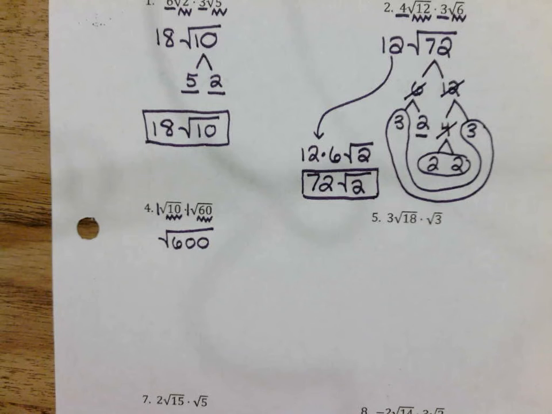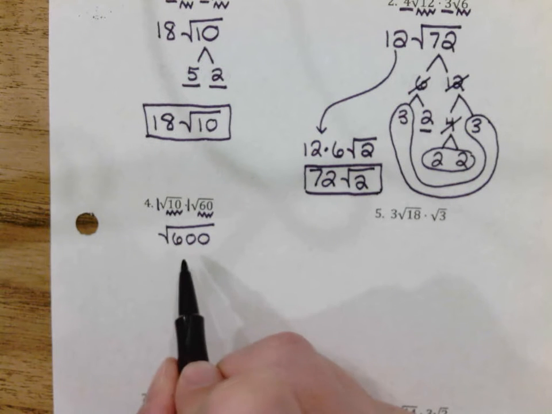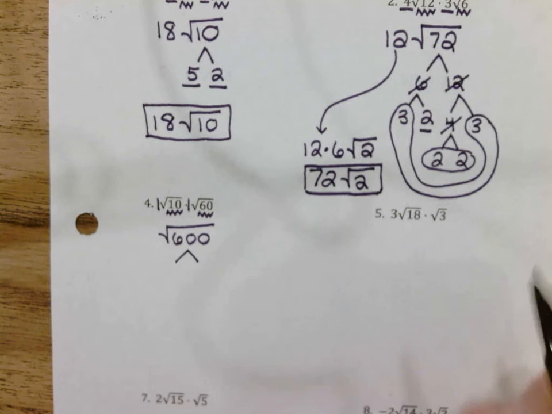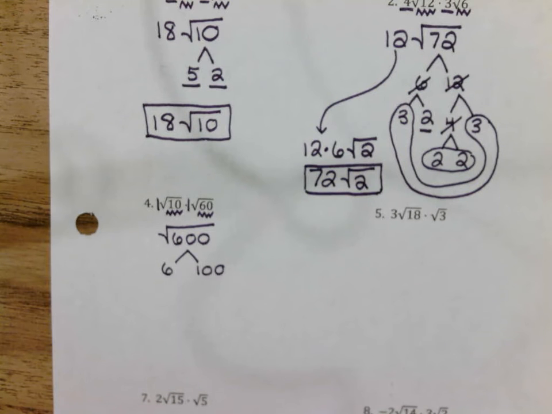So that's a lot to simplify. Make sure you write small. And again, you may want to pause these videos and try some on your own, or you can keep watching. So let's see, for 600, we could use 6 and 100.